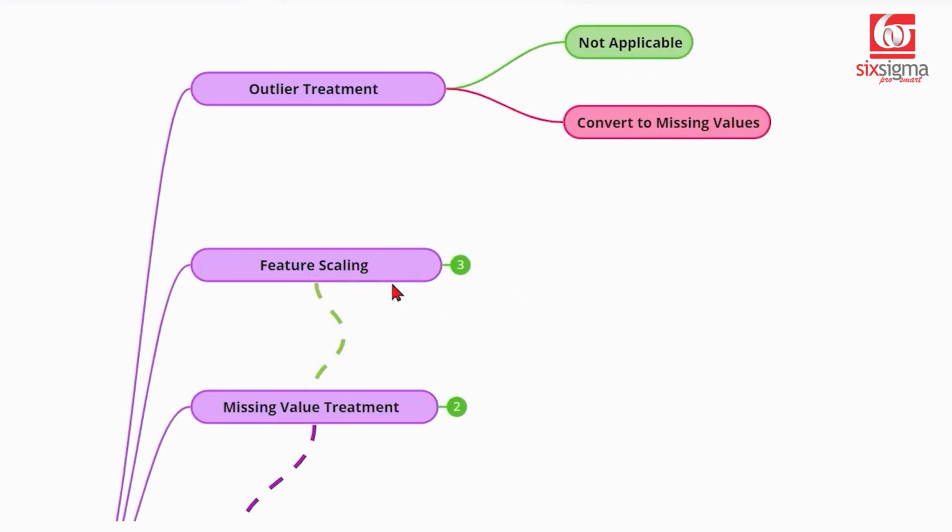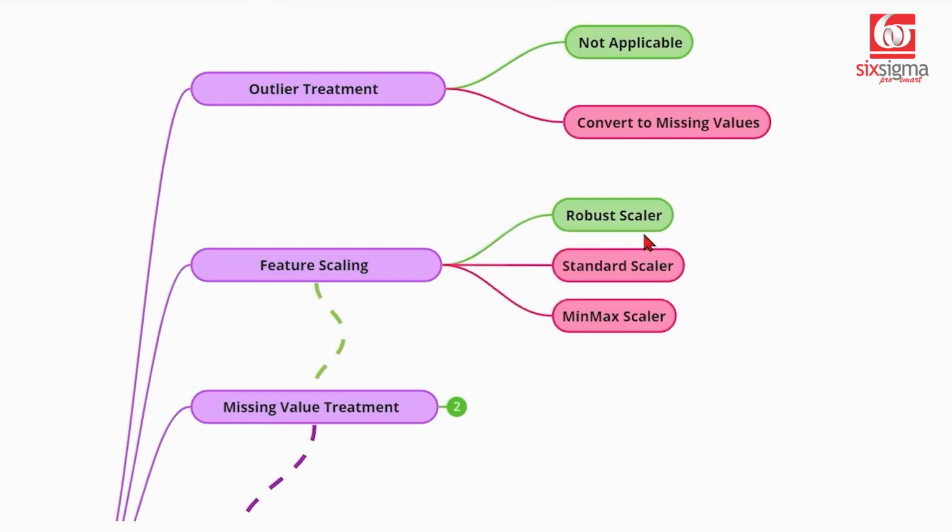Next, we talk about feature scaling. Now, what are the approaches here? So if you see there's a color code that we have followed. If let's say there were outliers in the data and we have not treated the outliers, then this is the scaler that you want to use.